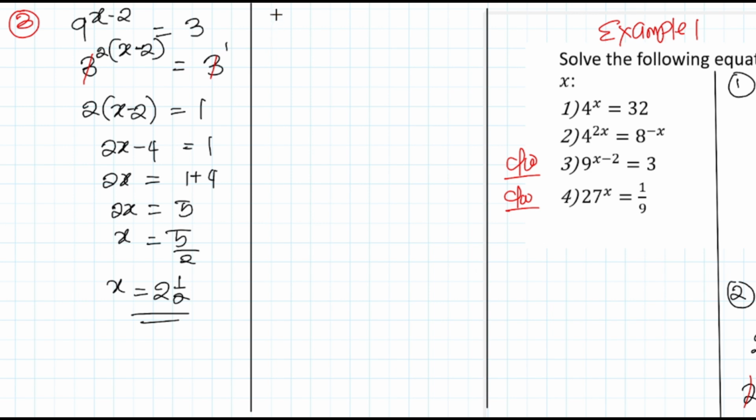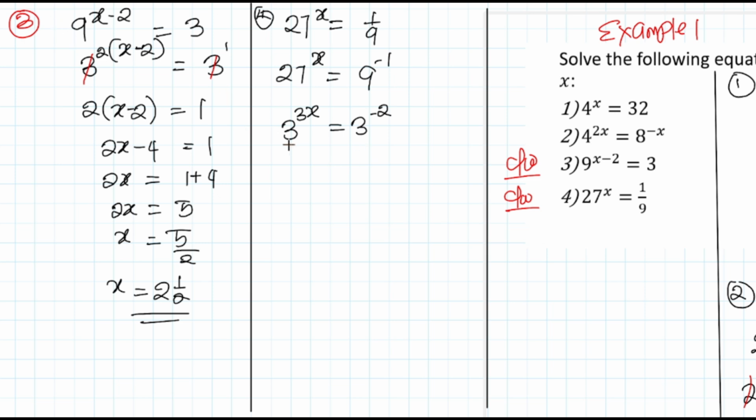So taking the last one, we have number 4, 27^x = 1/9. So we have to simplify first. Remember, 1/9, we can take it to negative index form. So 27^x = 9^(-1). Okay, and then 27 can be changed to base 3. That's (3^3)^x we have there. Change 9 to base 3. That will be (3^2)^(-1). So 2 times -1 will be -2.